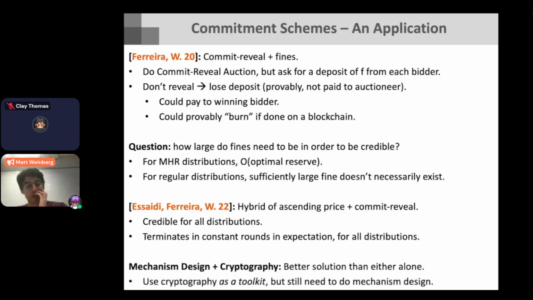But what I want to take away from this is that these papers use both cryptography and mechanism design. These are not the only papers with this property, but it's the one I know best to present. And using both, you can get a better solution than just trying to use raw cryptography or raw mechanism design. So what I'm trying to pitch here is that you can use cryptography as a toolkit. I hope that after this talk, you'll see some examples, but it doesn't replace mechanism design.